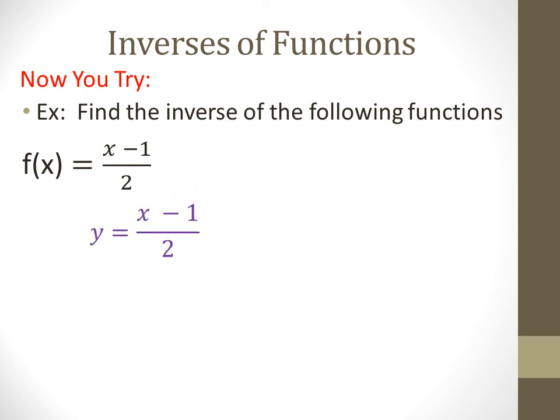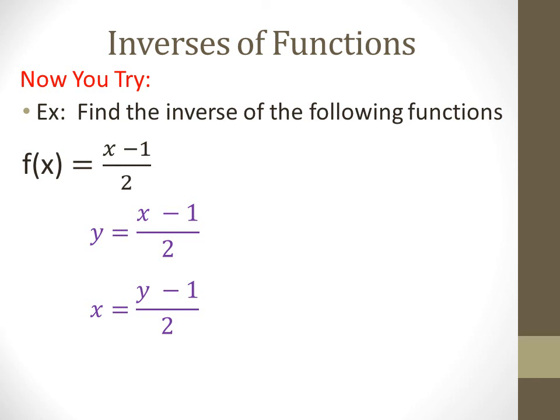So, remember the first step. Replace f of x with y, so it becomes y equals (x minus 1) all over 2. The second step, you remember, was to switch the variables. Switching the variables here would now read an equation of x equals (y minus 1) over 2. The question is, how do I solve for y here, because that's my third step?